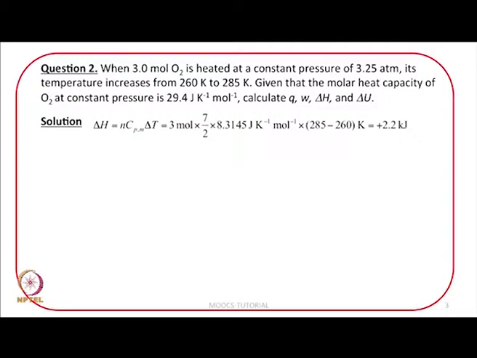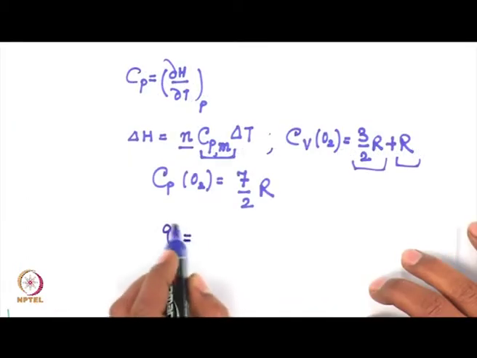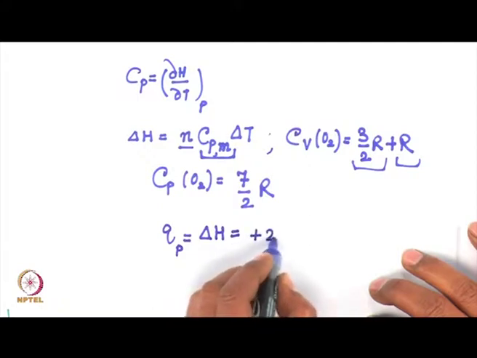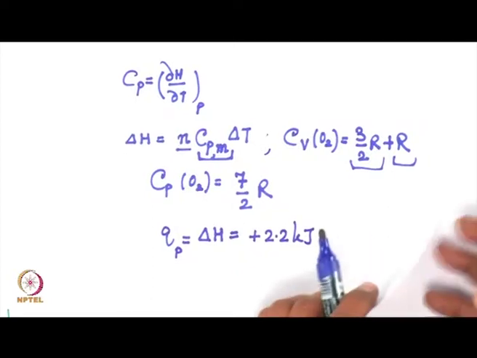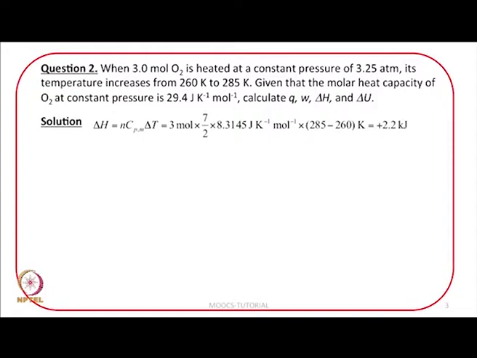And immediately we can from here only say that Q, since it is a constant pressure process, is equal to delta H. So, this turns out to be also plus 2.2 kilojoules. Now, how do you calculate the value of delta U? There are two ways of calculating the value of delta U over here.